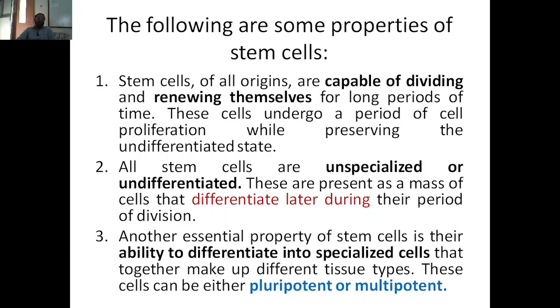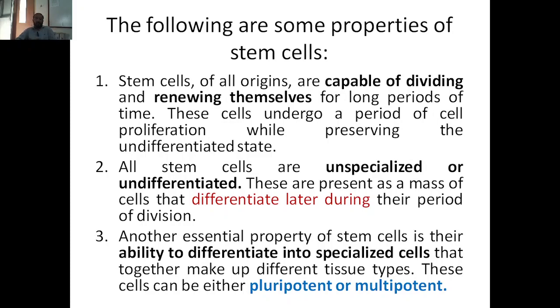The first thing is capable. The stem cells are capable of dividing and renewing themselves for a long period of time. So the first thing is capable of dividing and renewing themselves whenever there is a shortage. So these cells undergo a period of cell proliferation while preserving the undifferentiated state. So next one, all stem cells are unspecialized or undifferentiated. As I told you, these stem cells are unspecialized, undifferentiated.